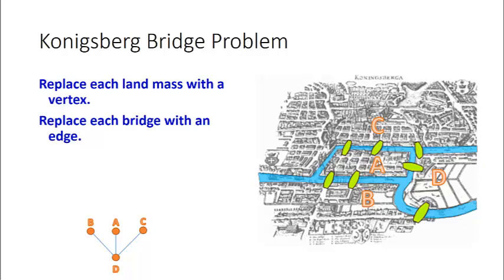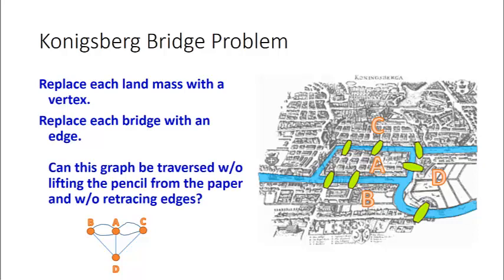While there are 2 bridges connecting A with B and 2 bridges connecting A with C. And so the question in graph theory terms is, can this graph be traversed without lifting the pencil from the paper and without retracing edges? So you can take a minute and play with this graph, but Euler found that the answer is no. It was not possible. And in taking this approach to the question, this was actually the beginning of graph theory.